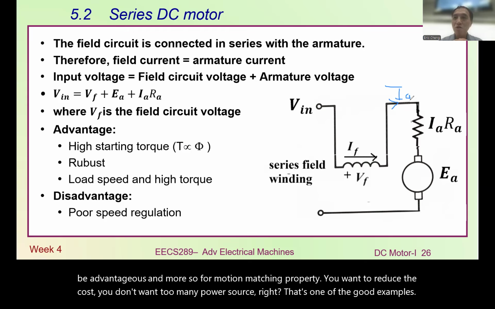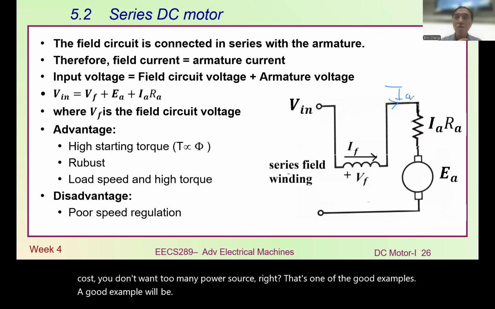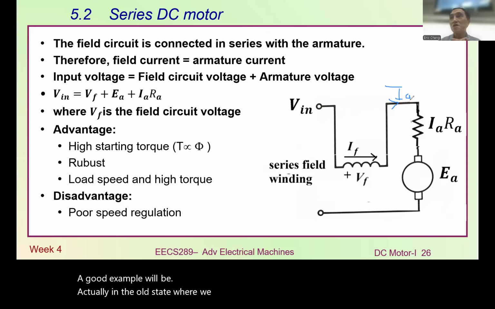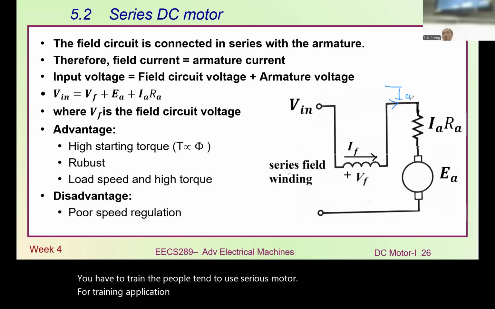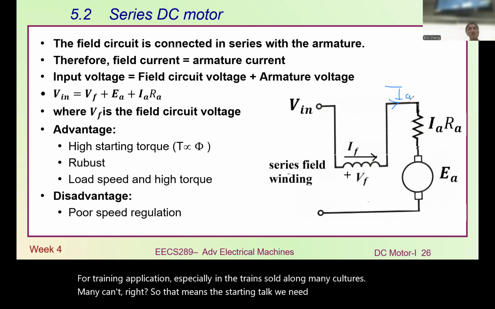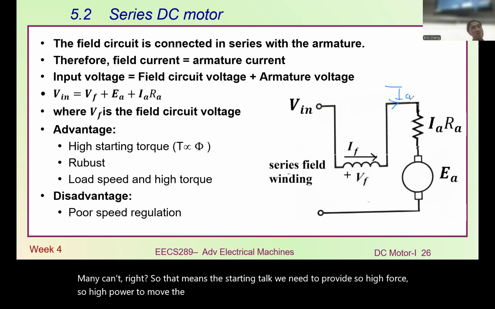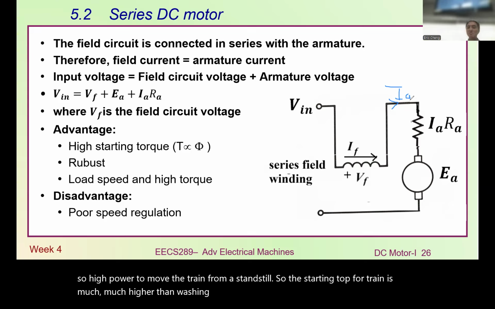Another example will be for train. Actually, in the old days when we had the electric train, the people tended to use series motor. For train application, especially the train is so long, many coaches, many cars, right? So that means for the starting torque, we need to provide so high force, so high power to move the train from standstill. So the starting torque for train is much, much higher than washing machine. So that means this motor is capable of doing that.